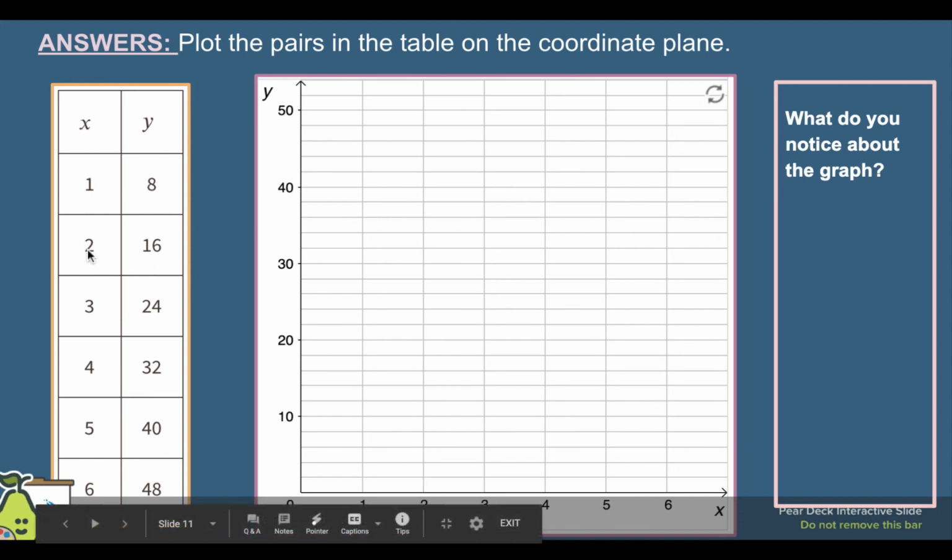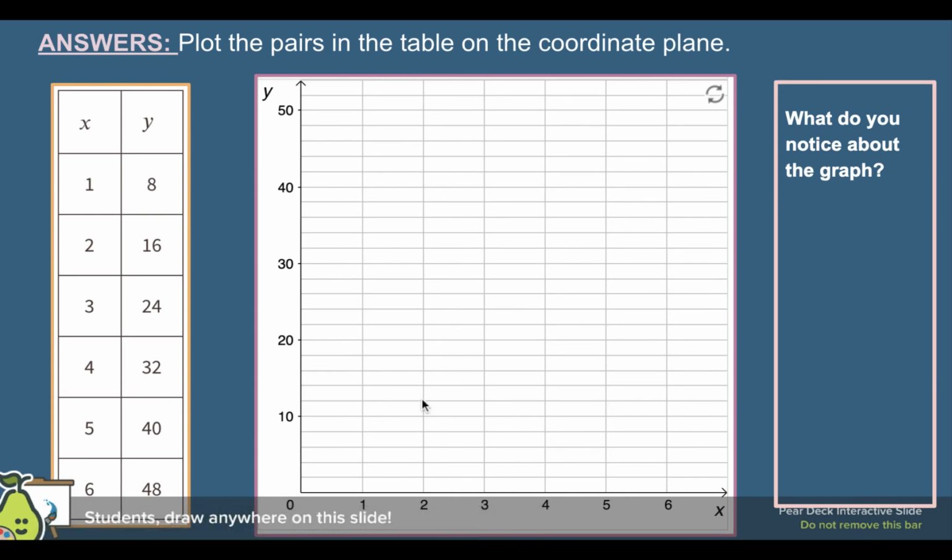So if I go for this one, 2, 16, my x, which is down here, is 2, and my y is 16, so I know this is 10. These are going up by 2s, so 12, 14, 16 is where I put this point right here at 2, 16. So continue finishing the rest of this table.